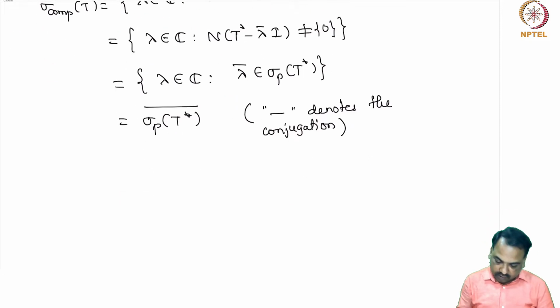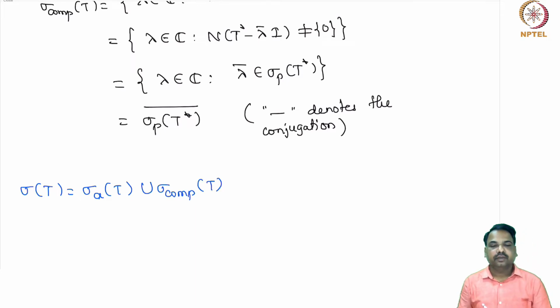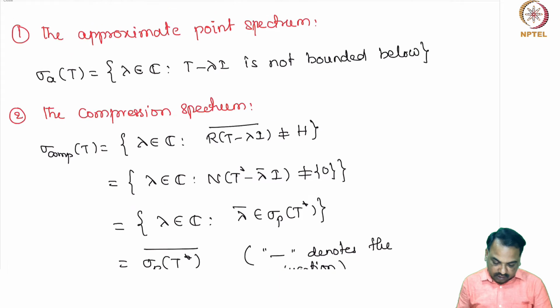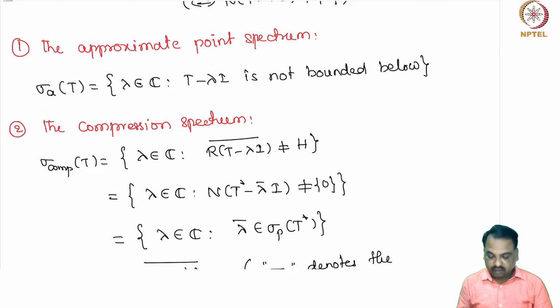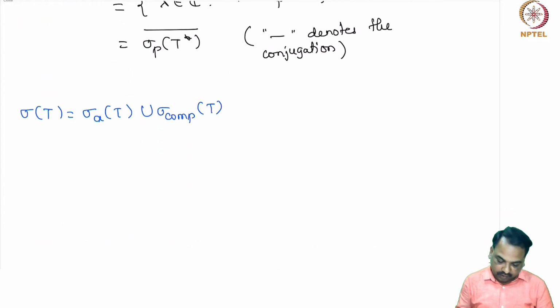Okay. That means we can write the spectrum as the approximate point spectrum of T union the compression spectrum of T. In fact, in this case, this need not be disjoint, but in the earlier subdivision of the spectrum, we observed that the spectrum of T can be written as a disjoint union of the point spectrum, the residual spectrum, and the compression spectrum. But this need not be a disjoint union. There might be common points for the approximate point spectrum as well as the compression spectrum.